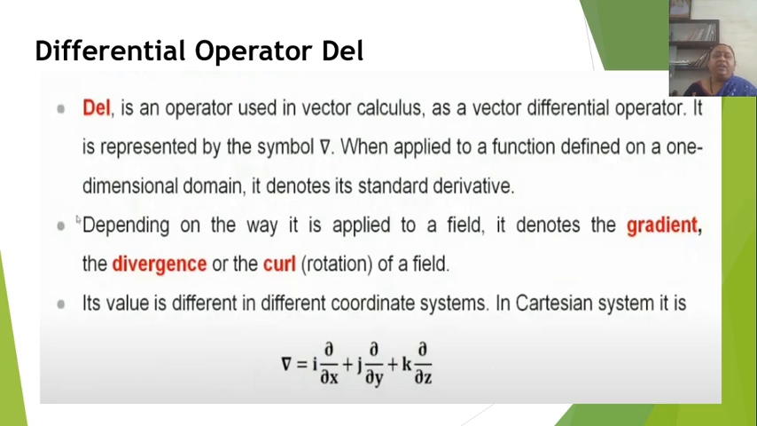Depending on the way it is applied to a field, it denotes the gradient, the divergence or the curl of a field. Its value is different in different coordinate systems. In the Cartesian coordinate system, it is given by del equal to i ∂/∂x plus j ∂/∂y plus k ∂/∂z.